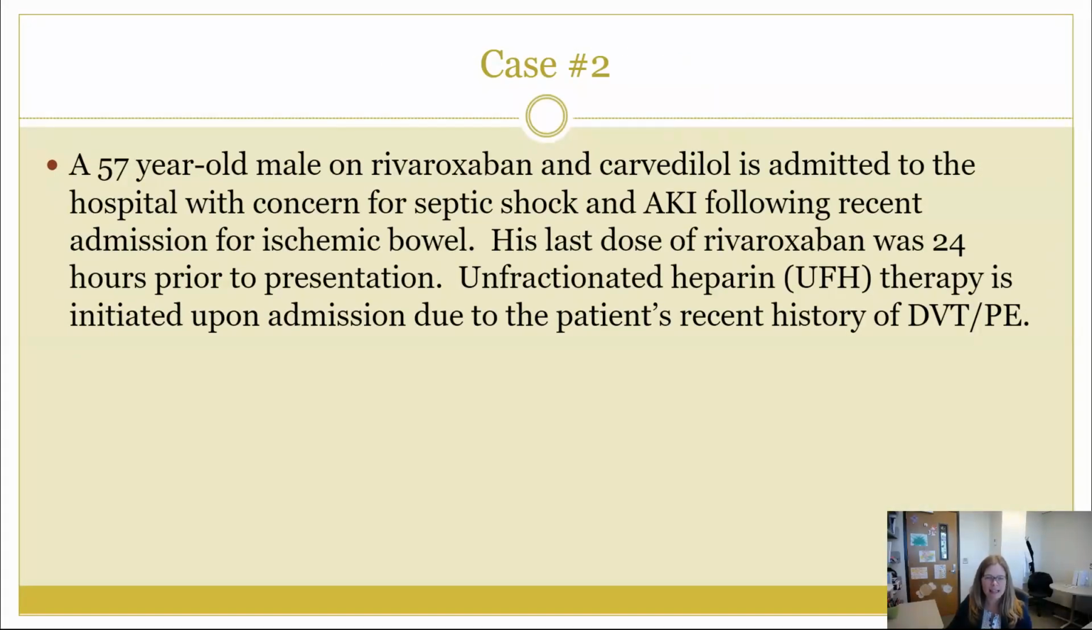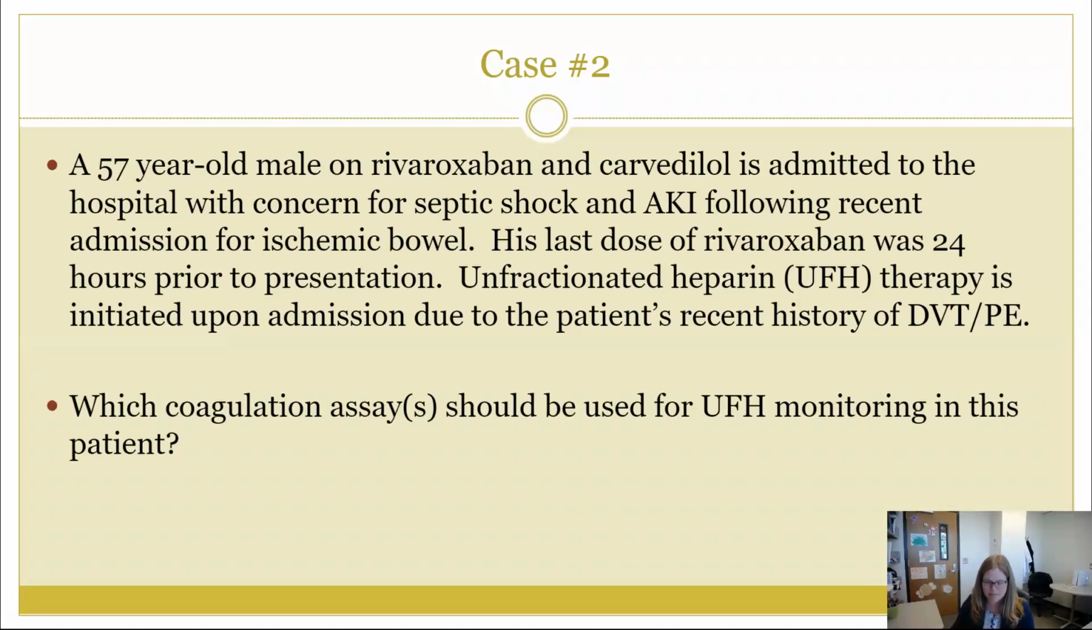Okay, the second case for this section is a 57-year-old male on rivaroxaban and carvedilol. He's admitted to the hospital with concern for septic shock and acute kidney injury following a recent admission for ischemic bowel. His last dose of rivaroxaban was about 24 hours prior to this presentation. Because this patient had a recent history of DVT and PE, they started him on unfractionated heparin. So the question now is, which coagulation assay should be used for unfractionated heparin monitoring in this patient?